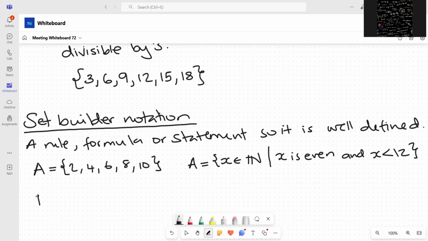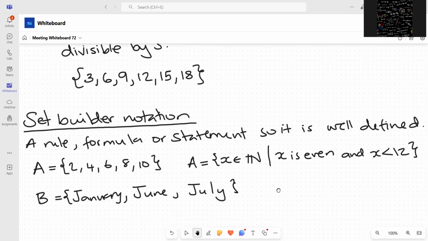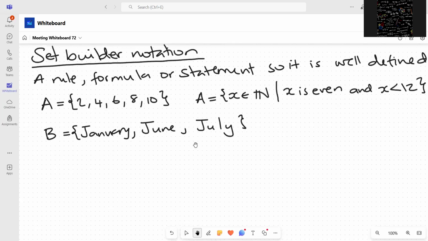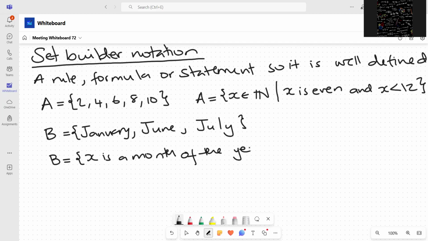Okay, another one, we say B is equal to January, June, and July. Okay, so we can clearly see that these are months of the year. And why these specifically? These are months of the year that begin with the letter J. So in set builder notation, we have X is a month of the year starting with J.